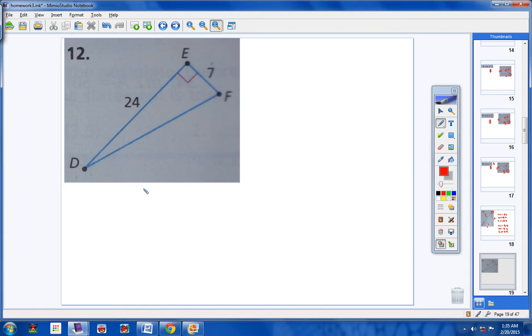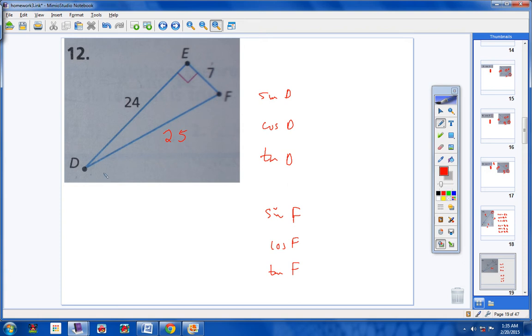Alright, now first of all, before we get started, we've got to find the missing side. It looks like we're missing the hypotenuse. So if you use Pythagorean's theorem, you will get 25 for the hypotenuse, okay? So the two acute angles are D and F, so we're going to find the sine of D, cosine of D, tangent of D, and then the sine of F, the cosine of F, and the tangent of F.